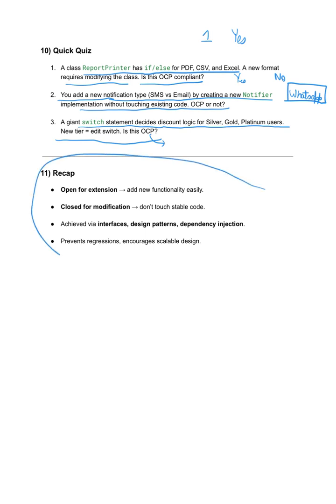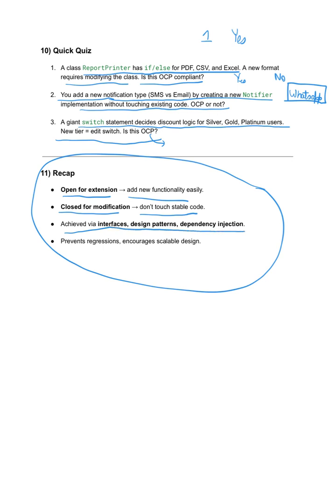Let me quickly recap or remind you what we discussed in this lecture. It should be open for extension. That means you should be able to add new features easily with the use of interfaces, dependency injection, composition. It should be closed for modification. You should not be touching stable code which has already gone live, right? It is achieved using interfaces, design patterns, and dependency injection, and it prevents regression and encourages scalable design where you can keep on adding code, right? And you can even eventually write different microservices also. So that's about the open close principle.